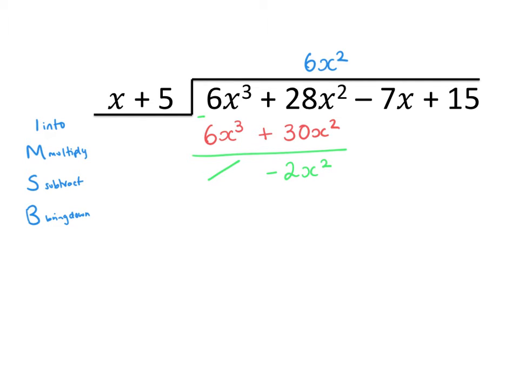And then the last step is bring down. So we're going to bring down this next term here, minus 7x. Okay, we're going to start again with I'm a silly Billy. We're now going to say into, how many x's go into minus 2x squared? And that is minus 2x.